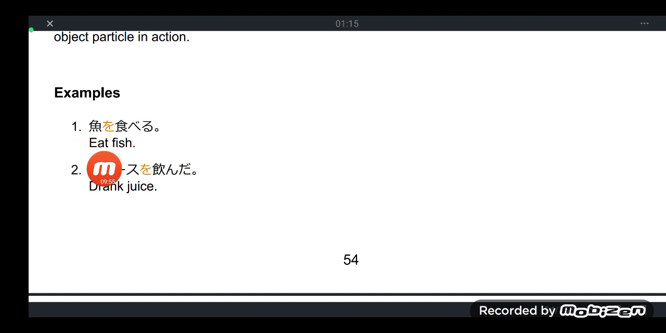In Japanese, there are many cases where the subject, or the doer of the action, is invisible or no longer mentioned in a standalone clause or a complete sentence. Just like this: sakana wo taberu, eat fish, a standalone clause. Juice wo nonda, drank the juice, drank juice. Nonda is the past tense of nomu, drink.